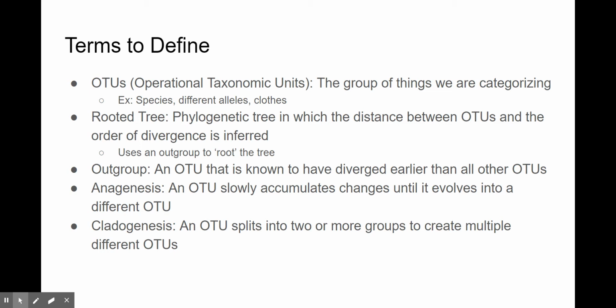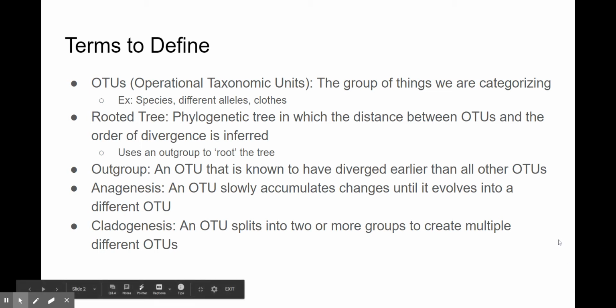And then finally, we have two different types of speciation: anagenesis, in which an OTU slowly accumulates changes until it evolves into a different OTU, and cladogenesis, in which an OTU splits into two or more groups to create multiple different OTUs. So let's look at my closet.